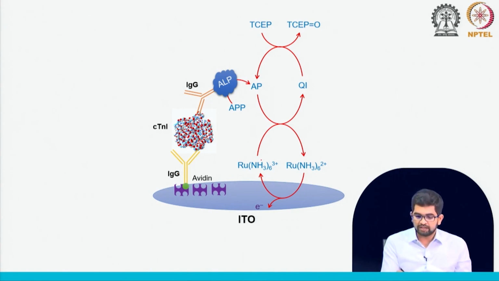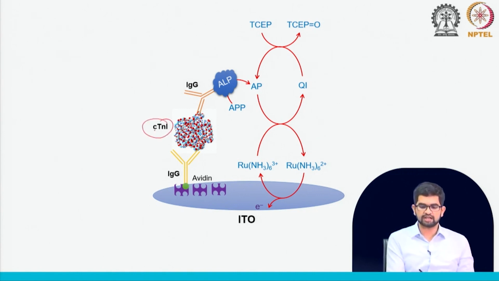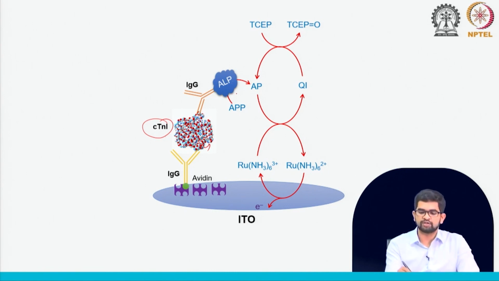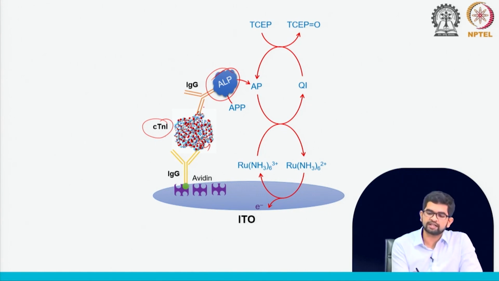See, here you can see in this scheme. cTnI means cardiac troponin I, this is just a target. So, if you have this target, then the secondary antibody can bind, and this secondary antibody, this IgG, we actually conjugate with an enzyme called ALP, alkaline phosphatase. Okay. So, if on your sensor surface you have target, then this secondary antibody will bind, right, that I just told you.